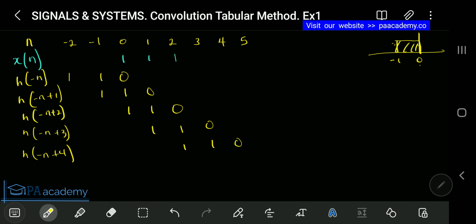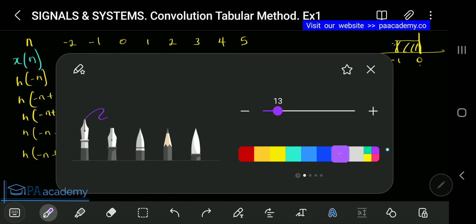Exactly. So let me just make some short dashes so that you don't miss the lines. Let me just do this.